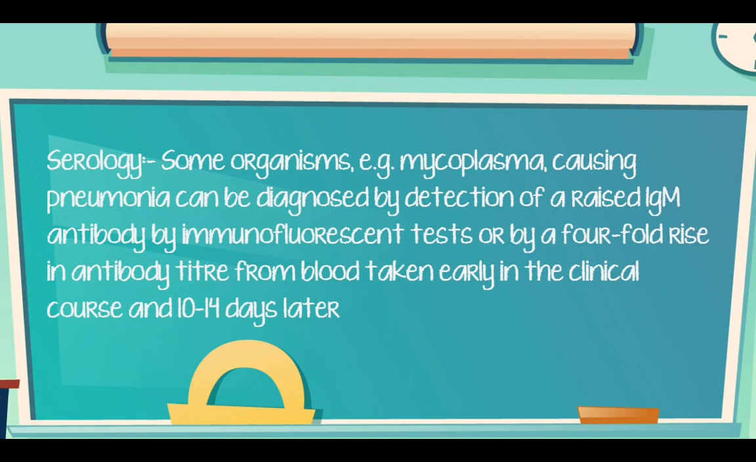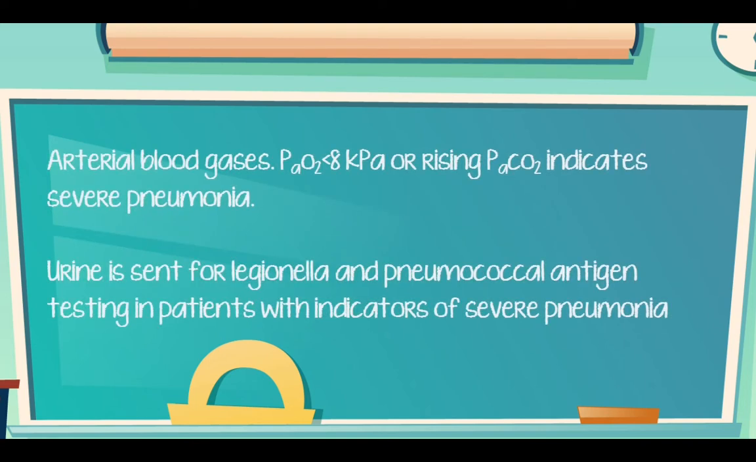Serology. Some organisms, such as Mycoplasma, causing pneumonia can be diagnosed by detection of a raised IgM antibody by immunofluorescent tests, or by a 4-fold rise in antibody titer from blood taken early in the clinical course and 10 to 14 days later. Arterial blood gases. The partial pressure of carbon dioxide in arterial blood rising indicates severe pneumonia. Urine is sent for Legionella and pneumococcal antigen testing in patients with indicators of severe pneumonia.